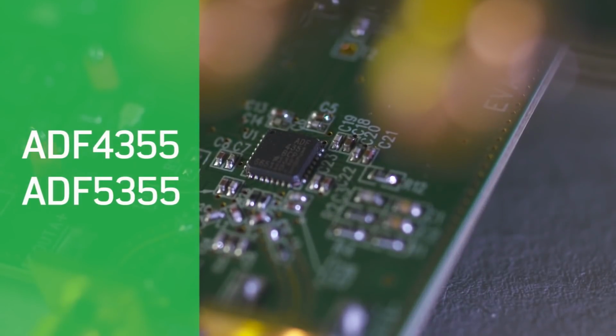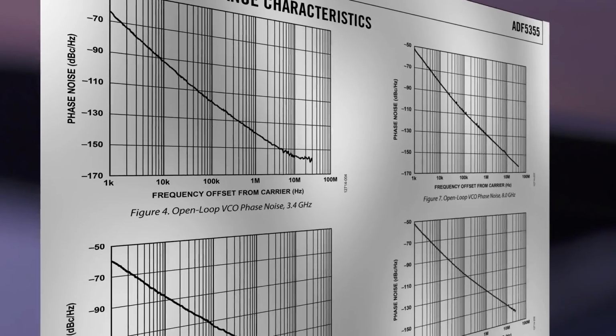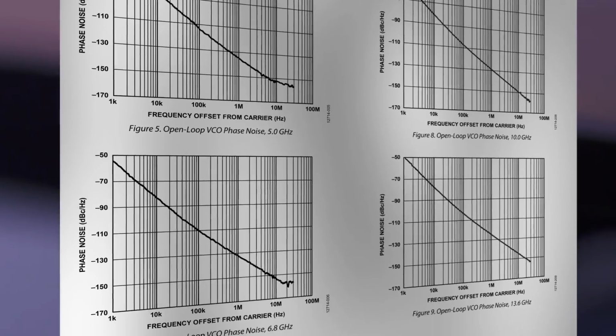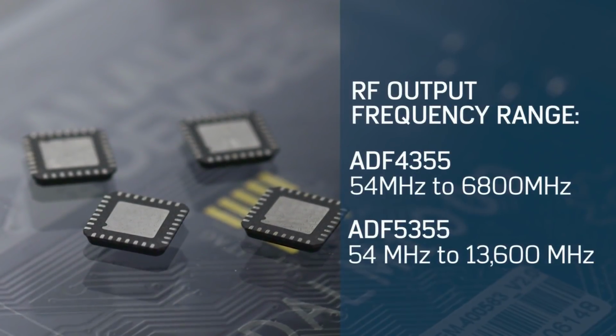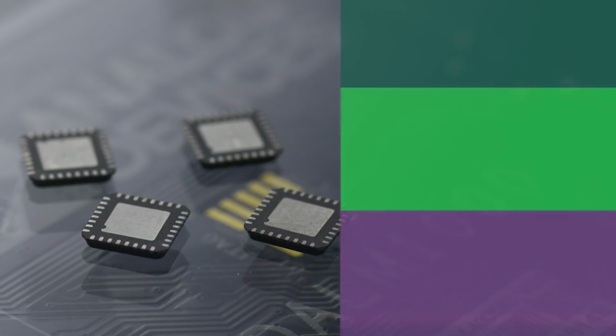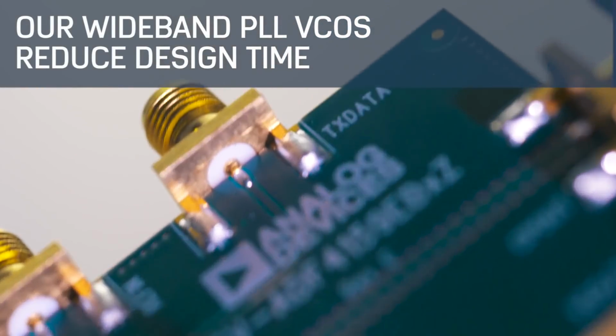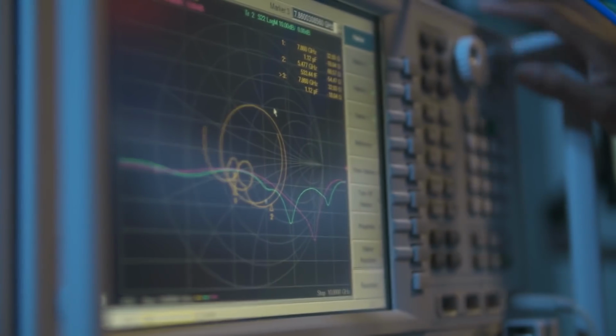The ADF4355 and ADF5355 family of integrated PLLVCOs have very low phase noise. The phase noise is comparable with discrete GaAs VCOs. The integrated VCO architecture means that we can get very good phase noise without sacrificing frequency range. In fact, these parts operate from 50 MHz to 6.8 GHz and 13.6 GHz respectively. This means a wideband system only needs one PLLVCO, reducing the need for designers to test and qualify multiple parts to cover the wide frequency range.